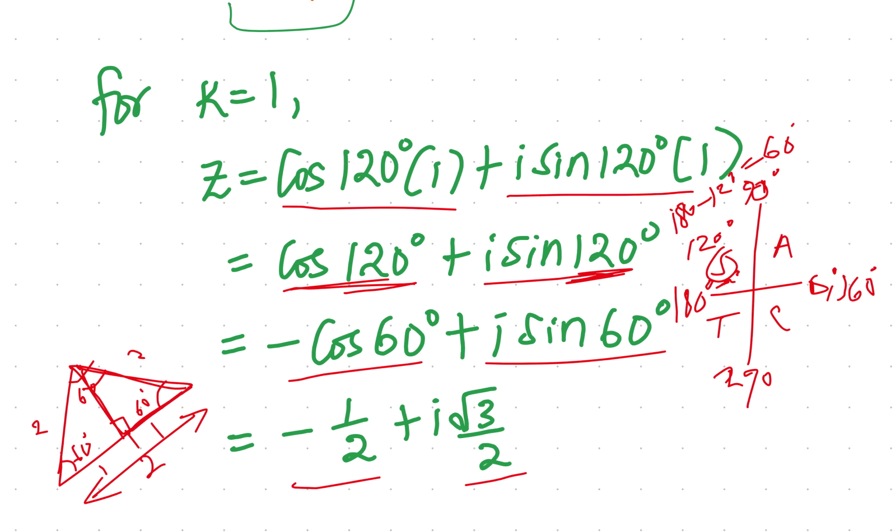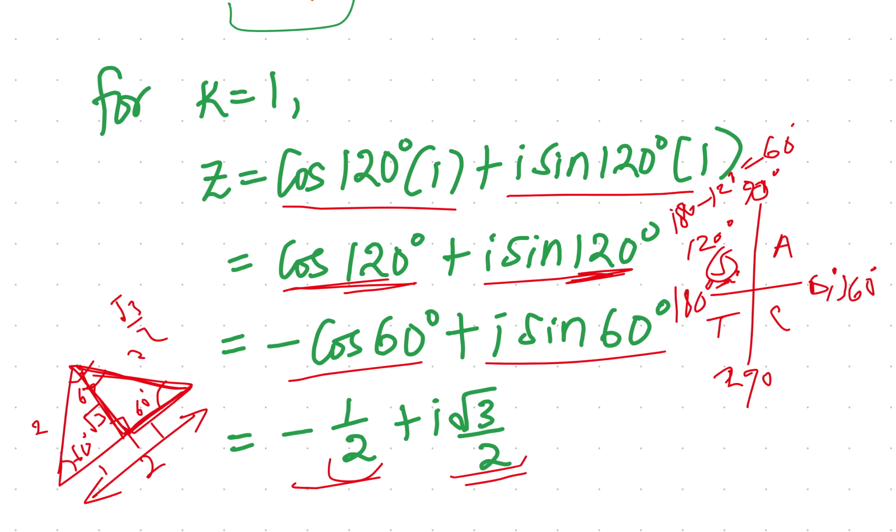Sine 60 is opposite over hypotenuse. Of course, if you need this side now, because this is 1, this is 2, from Pythagoras theorem, this is the square root of 2 squared minus 1 squared. That's 4 minus 1. That's 3. So this is root 3. So sine 60 degrees is root 3 over 2. That's why we have root 3 over 2 here. So that's the second of the cubic roots, minus 1 over 2 plus i root 3 over 2.